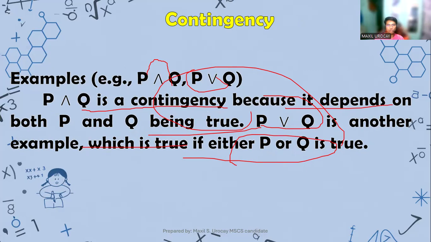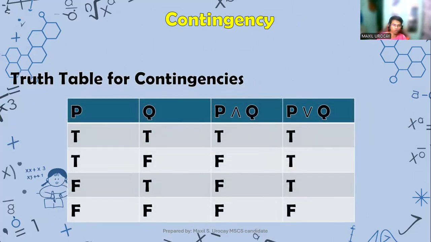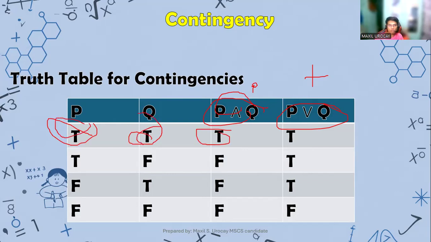And conjunction and disjunction actually, and or. So here then, we have the truth table for contingencies. This is the and, this is the or. So this is the multiplication, this is the addition. So true and true will become true. True plus true will become true.